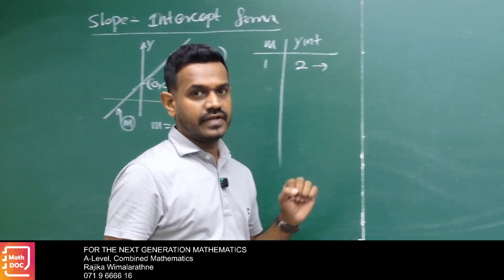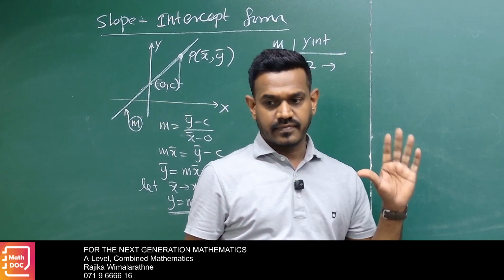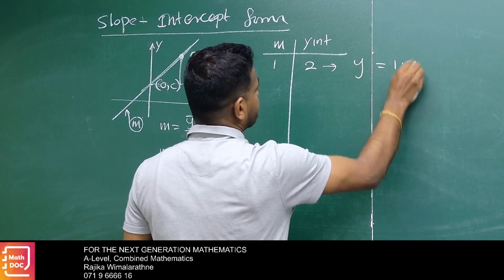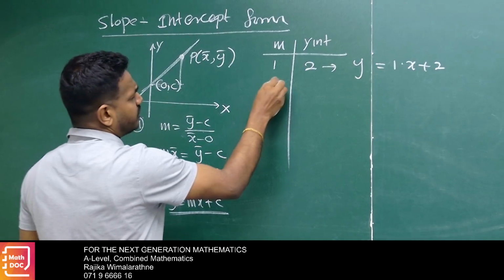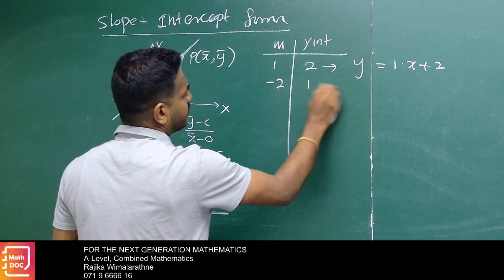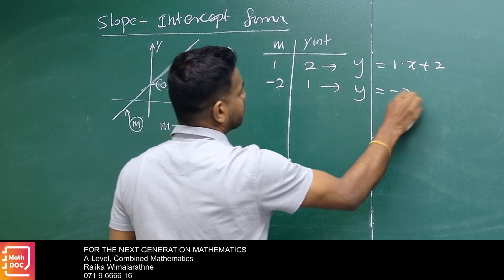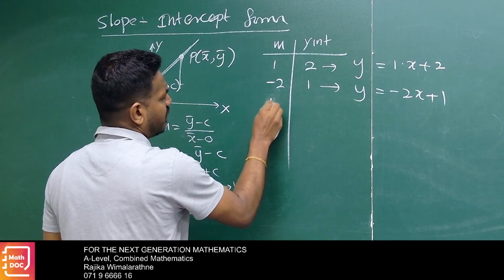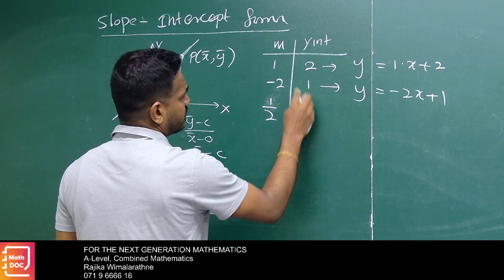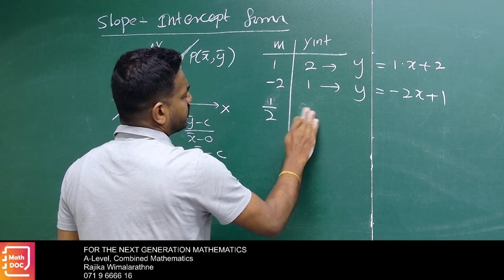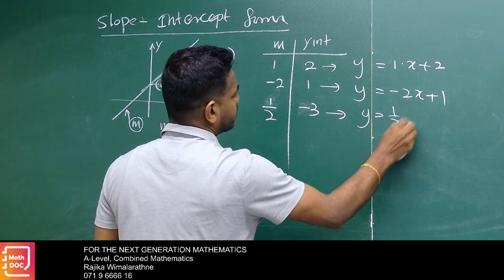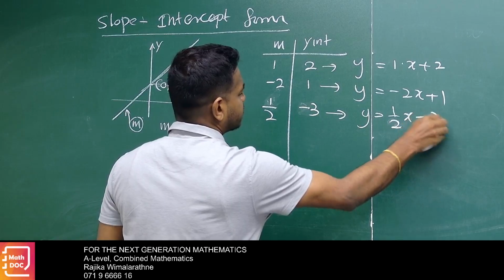Okay, take y equals mx plus c. Then y equals 1 times x plus 2. Likewise, with gradient minus 2 and intercept 1: y equals minus 2x plus 1. Then here gradient half and y-intercept minus 3, then y equals half x minus 3, and so on.